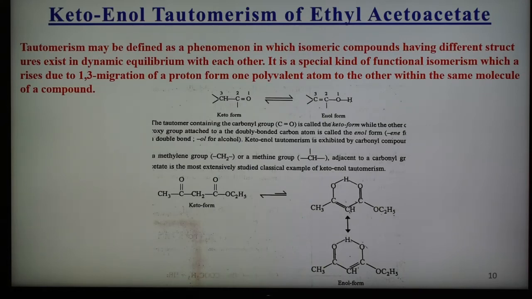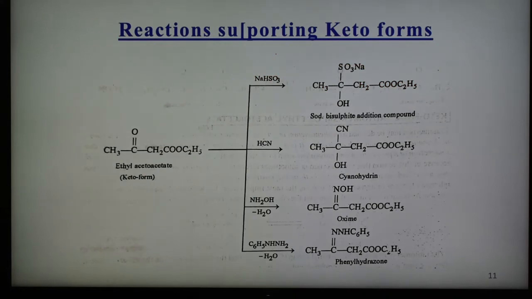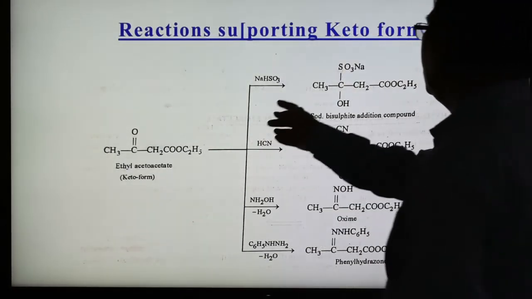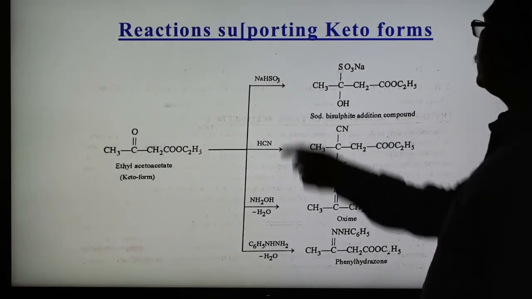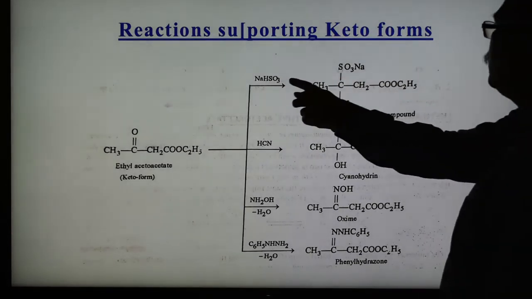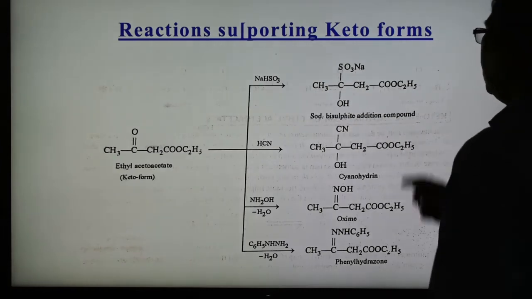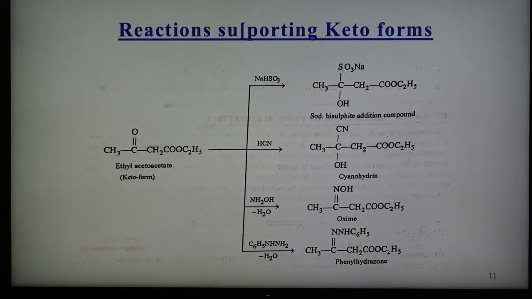So these are the two forms of ethyl acetoacetate, and there are some reactions supporting the keto form and others supporting the enol form. These are the reactions supporting the keto form. Here is ethyl acetoacetate in the keto form, reacting with sodium hydrogen sulfite, forming the SO3Na group here and H here, OH, giving the sodium bisulfite addition compound.